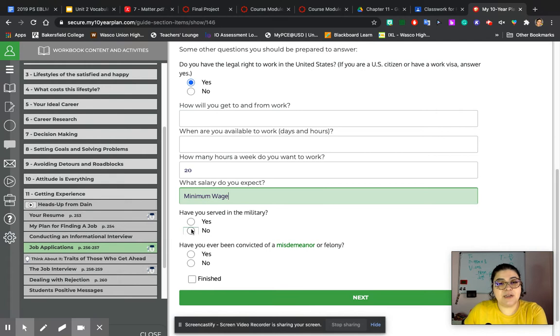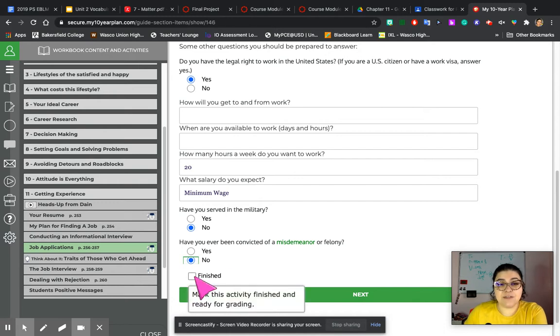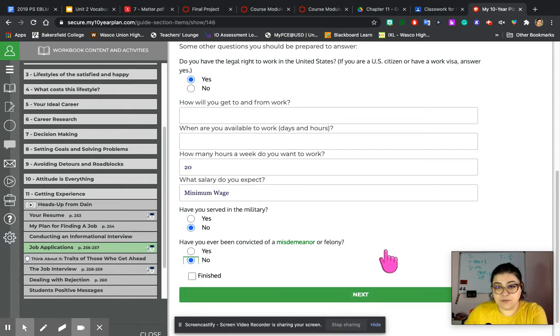Have you served in the military? Everybody's going to put no. Remember, you have to be at least 18 to do that. You have not served. Have you ever been convicted of a misdemeanor or a felony? If you don't know what a misdemeanor is, it's a crime that is not as serious as a felony. If you have no idea what these two words are, just hit no. Most of you are no's. In fact, I wager all of you are no's. And then you'll click finished, next, and you're done with that section.